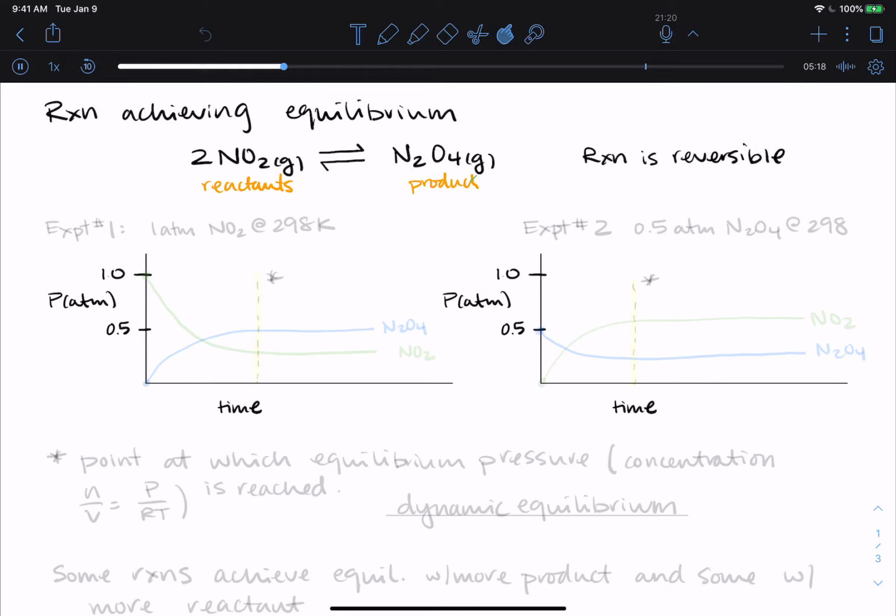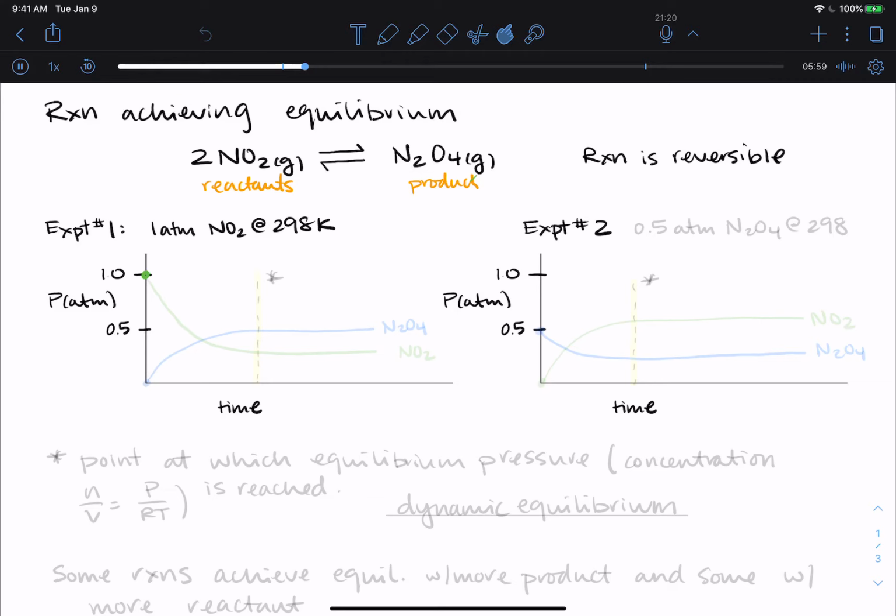So to look at this reaction, I want to look at two different experiments. So it's going to be experiment number 1 on the left and experiment number 2 on the right. And in experiment 1, we are going to start with 1 atmosphere of NO2 at 298 K. And look at what happens as this reaction proceeds. So if I start with 1 atmosphere of NO2, which I'm going to put NO2 in green, right? My starting point is here.